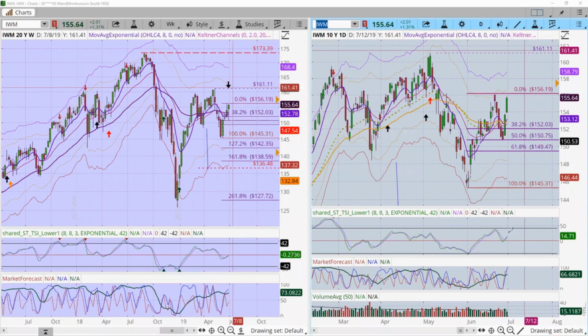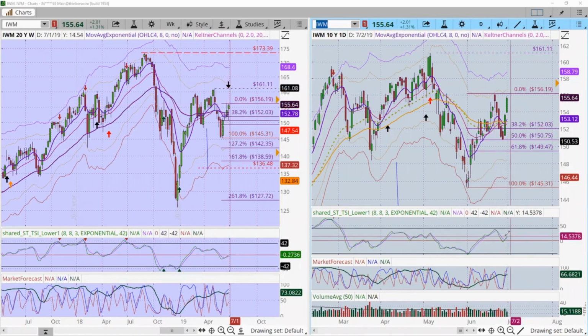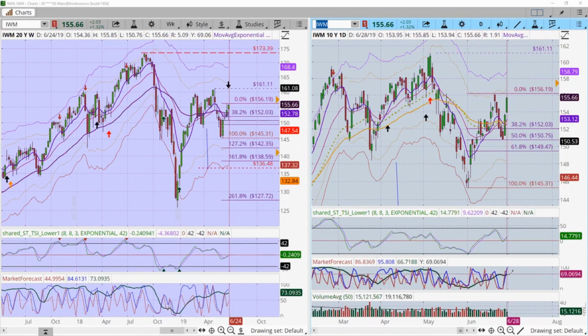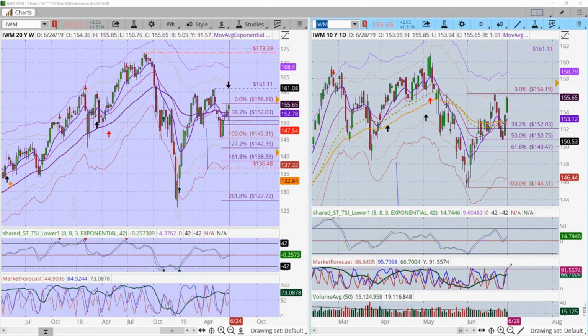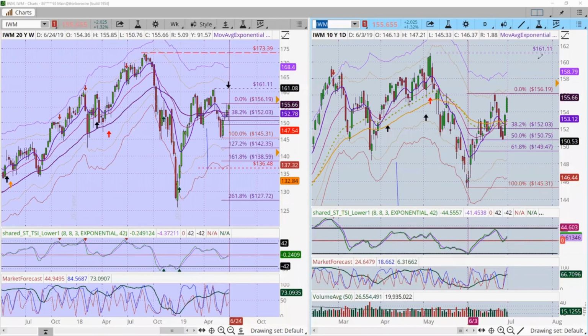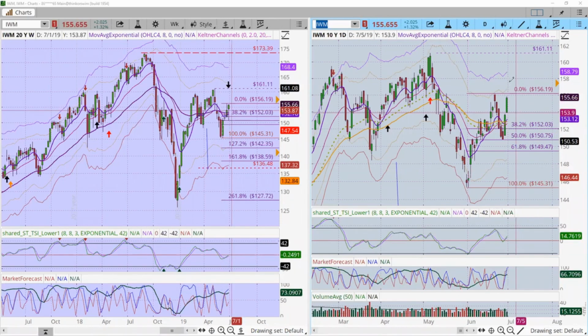However, what are we getting? We're also getting a little bit of negative divergence on the TSI, also on the market forecast, a little bit of divergence on the intermediate momentum line, and price is reaching a high on the other two momentum lines on the IWM. But this is a pretty nice, healthy move.